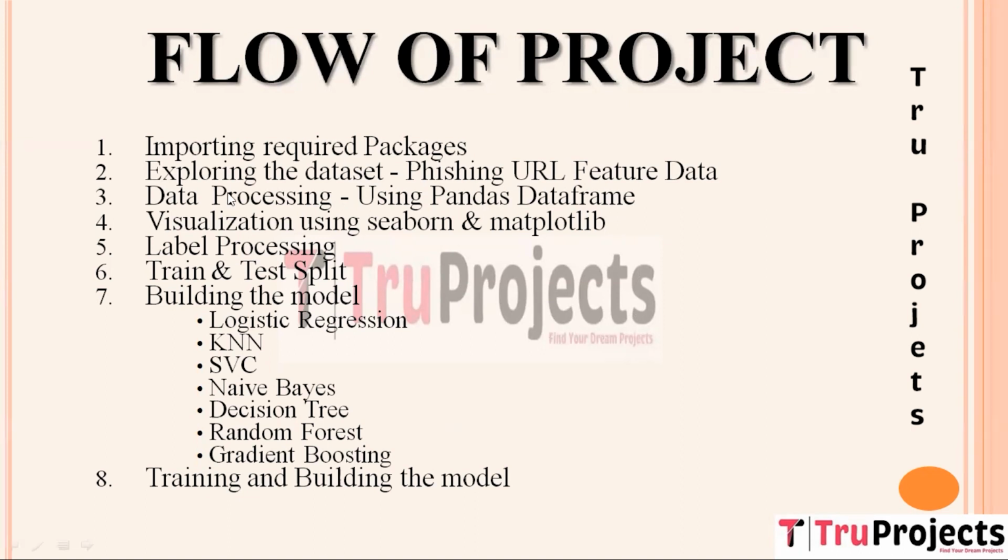The next step is visualizing using seaborn and matplotlib. In this step, we employ seaborn and matplotlib to create visual charts and graphs, facilitating a better understanding of dataset characteristics. The next step is label processing. In this step, we employ a label encoder to convert categorical labels into numerical values, enabling machine learning models to work with them effectively. The next step is train and test split. In this step, we segregate the dataset into training and testing subsets. The training subset is used for model training while the testing subset evaluates the model's performance on new data.